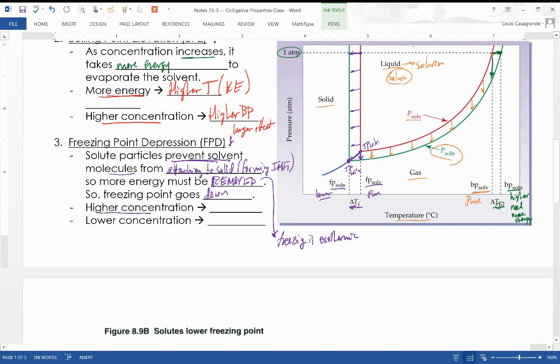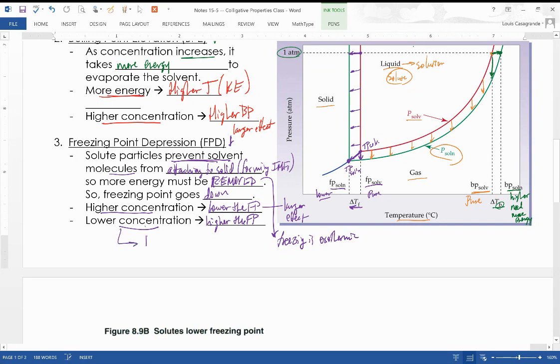The higher the concentration, the lower the freezing point. All right, so a bigger concentration is a bigger freezing point depression. So this is a larger effect. The lower the concentration, the higher the freezing point. And one of those kind of tricky questions that I might ask you about is this. The higher the freezing point, the lower the concentration.